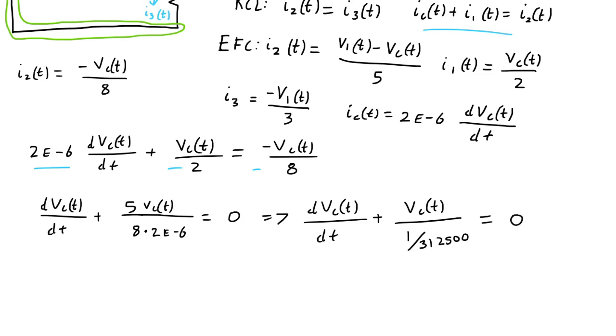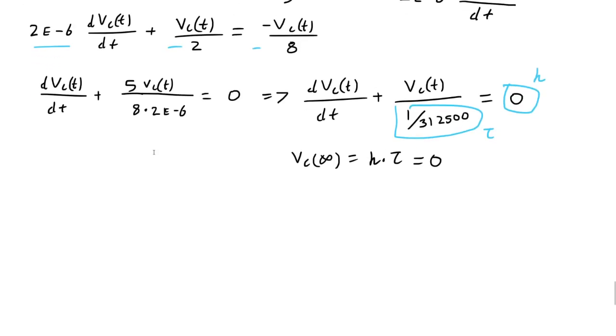And that equals 0. Okay, so VC infinity is going to equal k times tau. And if you remember, this is tau, and this is k. So 0 times anything is 0. We can find an expression for the voltage across the capacitor with respect to time.